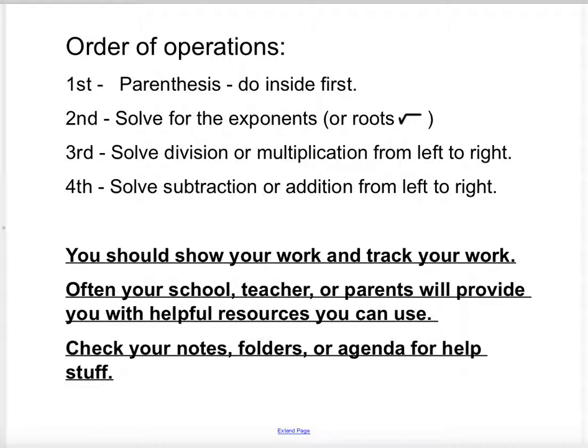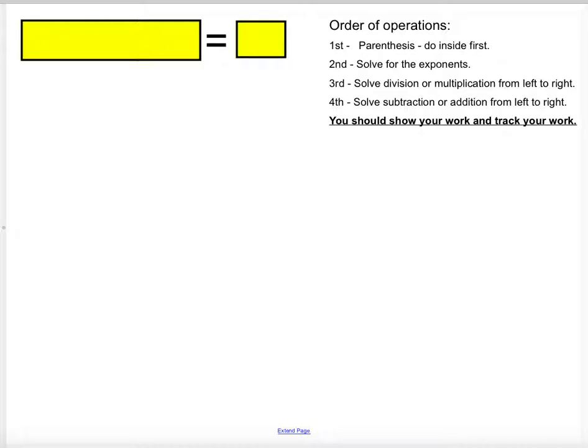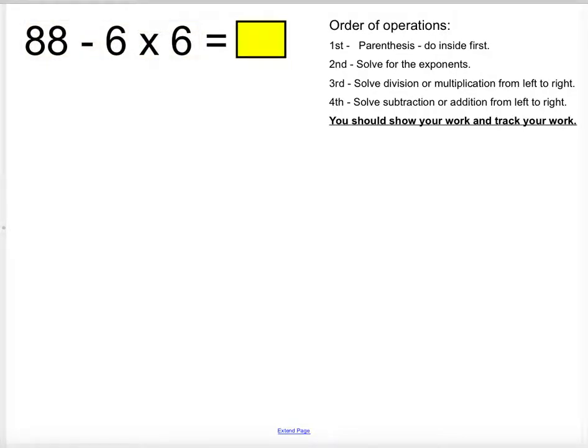So let's give a problem a try, all right? Here's our first problem. 88 minus 6 times 6, okay? I've kind of thrown up the order of operations for you in the video. You can follow them along. We're going to pause the video. You try and solve that problem right now. All right. We're going to start the problem up again. If you're not done, just jump on in and see how we solve it.